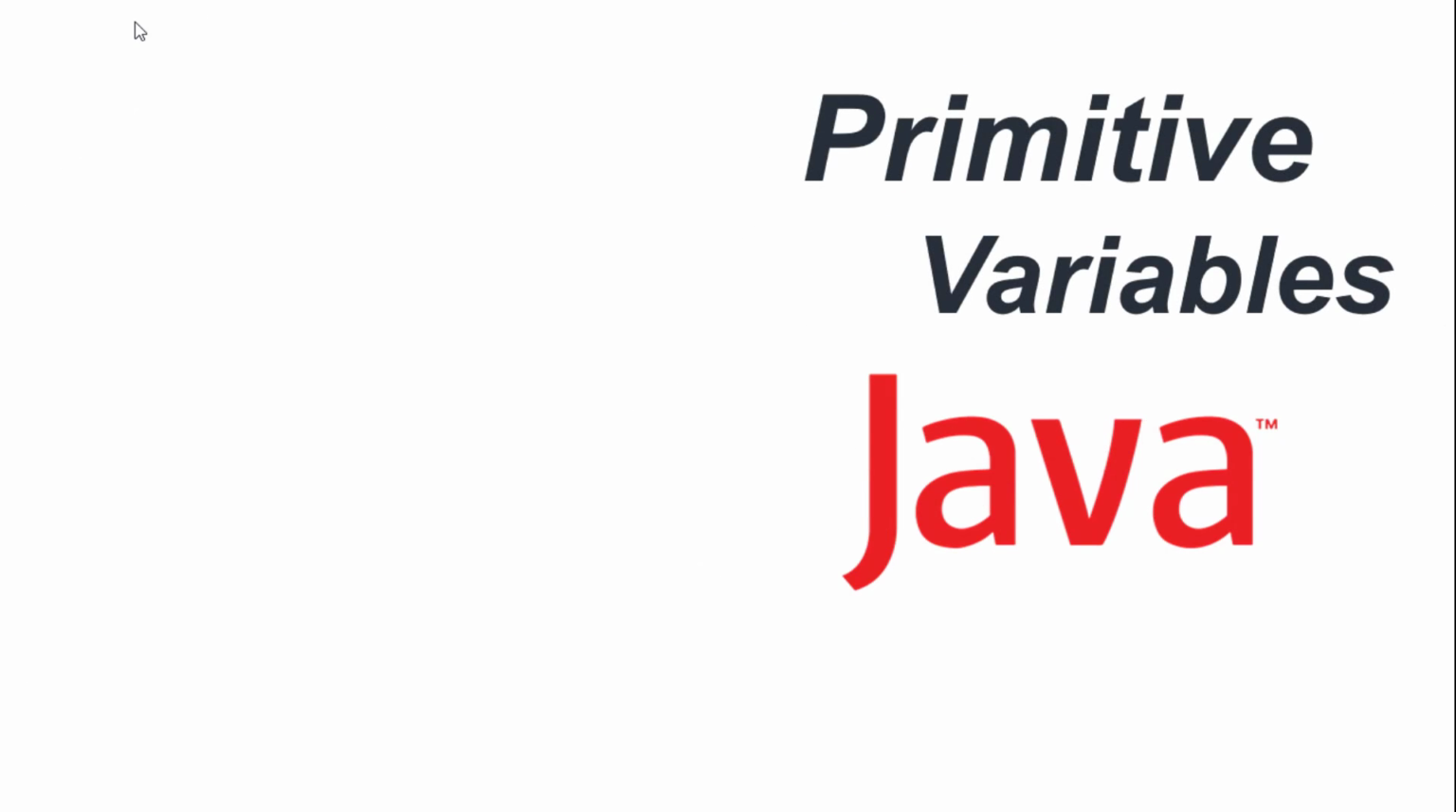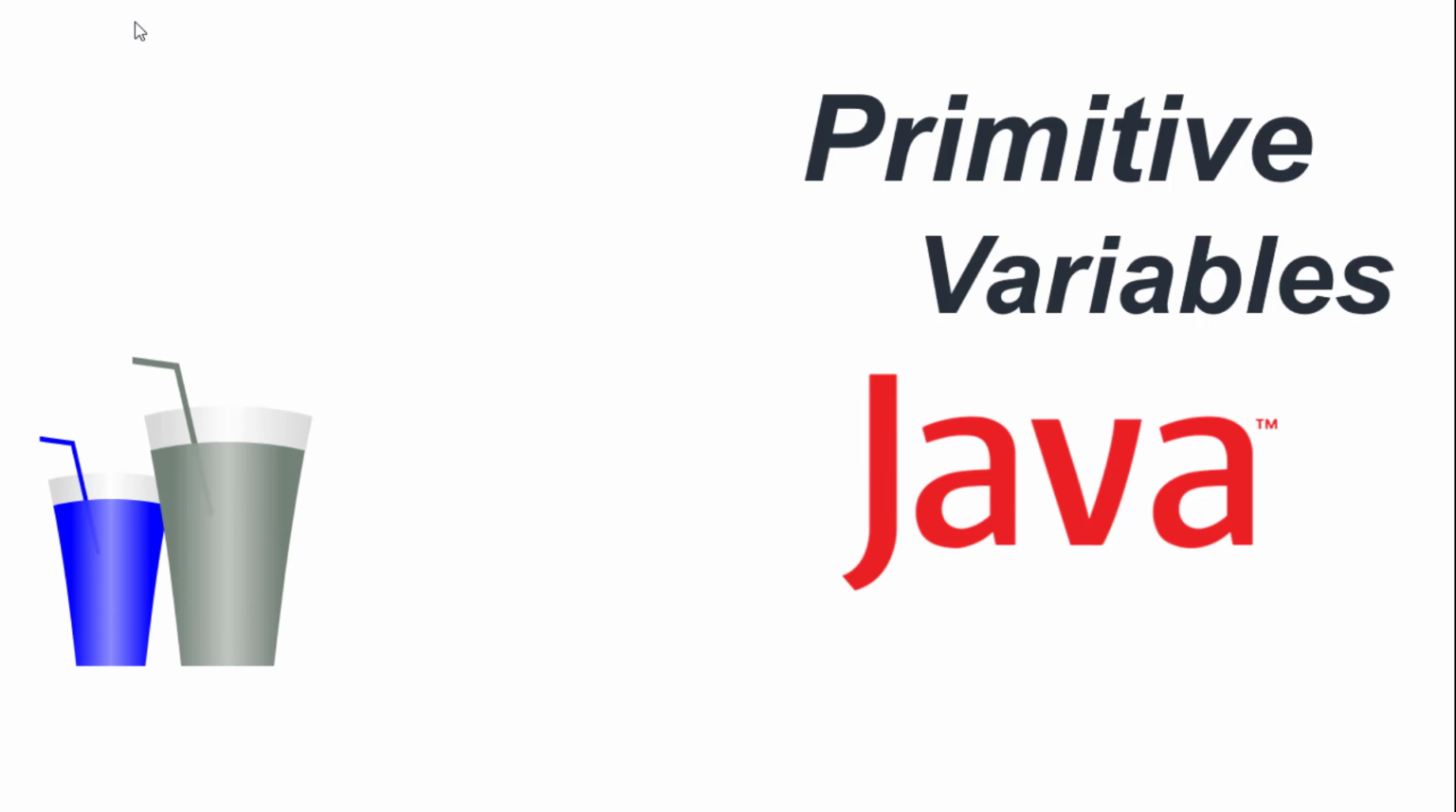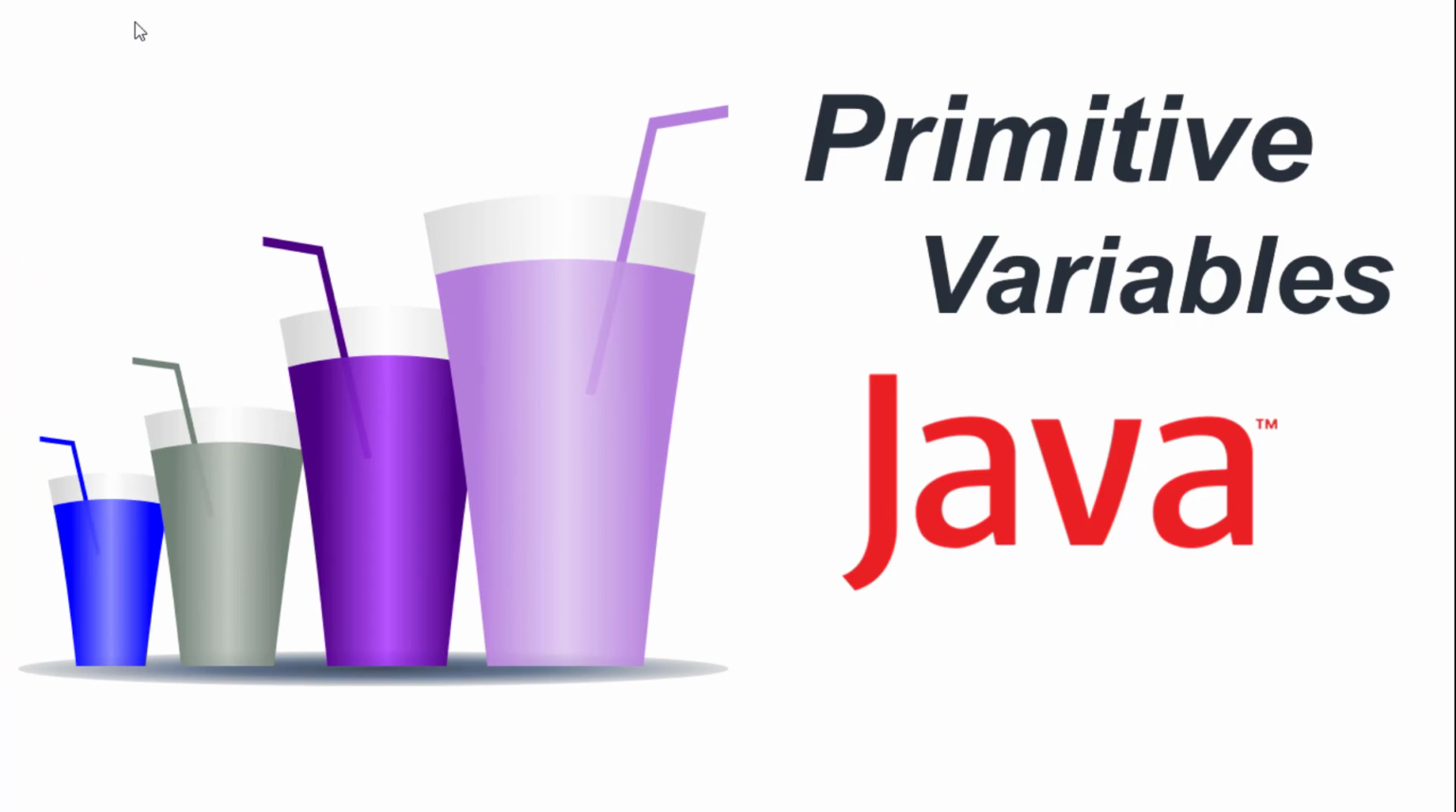So hello guys, today we are going to talk about the primitive type of variables in Java. What are those? What are the various categories of primitive data types, what they actually hold, and what are the sizes of the primitive variables? So let's begin.